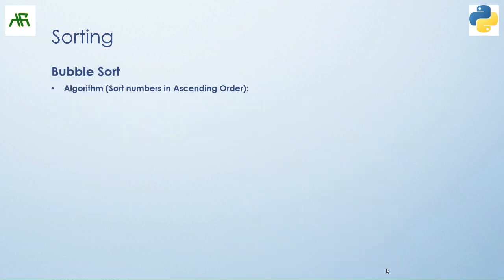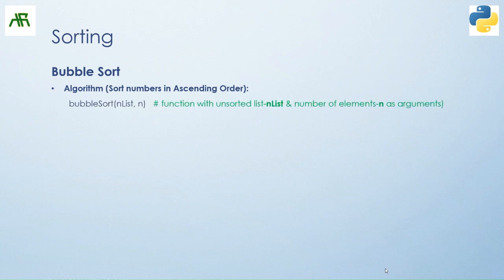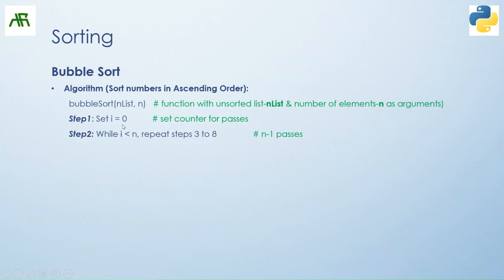So here is the algorithm for implementing bubble sort. Define the function bubble sort with the list and the number of elements in the list as parameters. Step 1, set the counter i equal to 0 for the passes. While i is less than the number of elements in the list, repeat steps 3 to 8. It's not less than or equal to, just less than, which means n minus 1 passes.